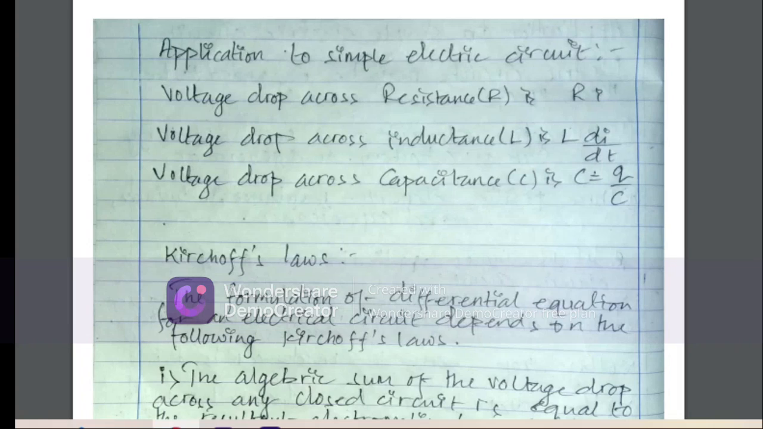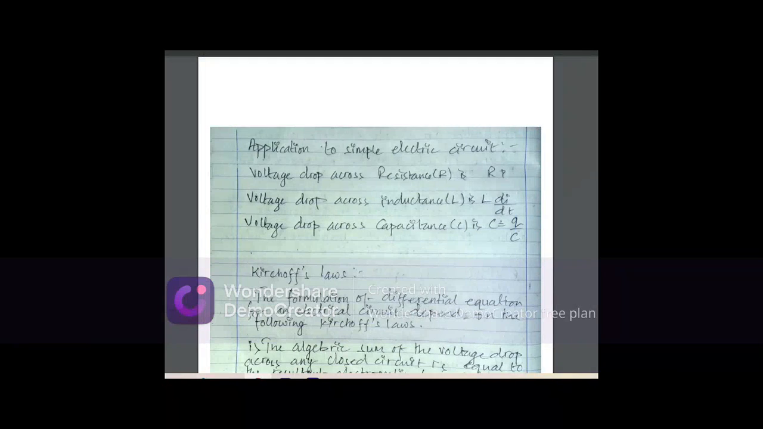Here the voltage drop across resistance R is Ri. Voltage drop across inductance L is L di/dt. Voltage drop across capacitance C is Q/C. And in this application we will discuss Kirchhoff's law, because the formulation of the differential equation for an electrical circuit depends on Kirchhoff's law, and it has two rules.